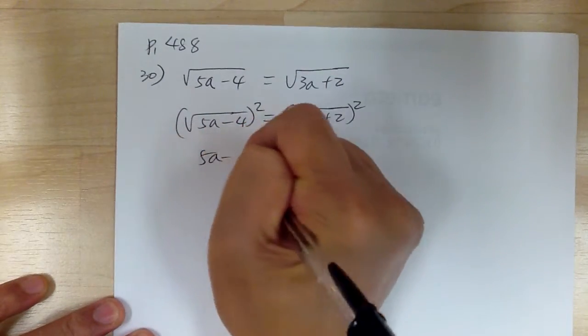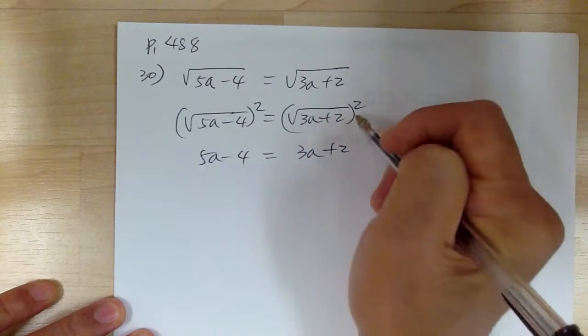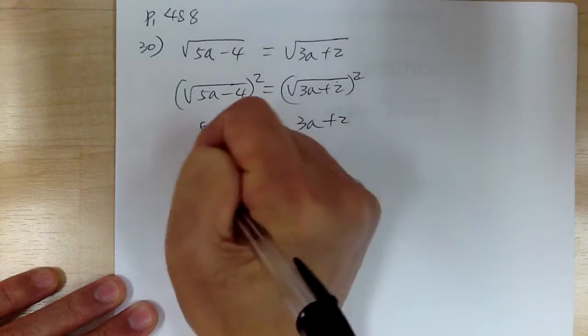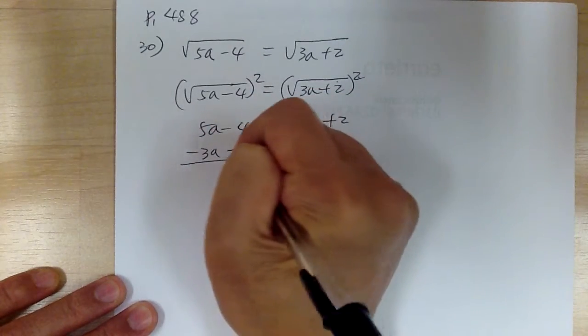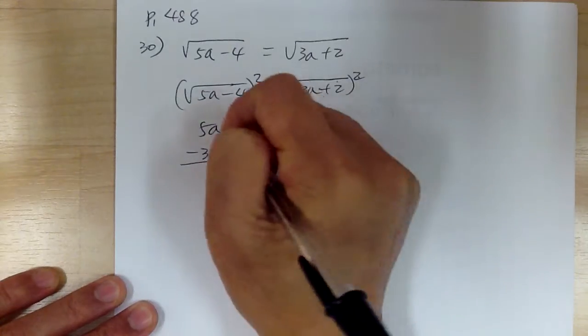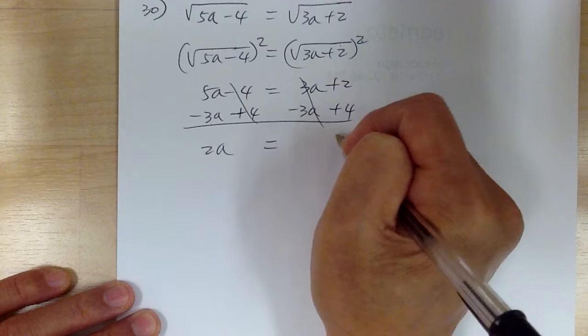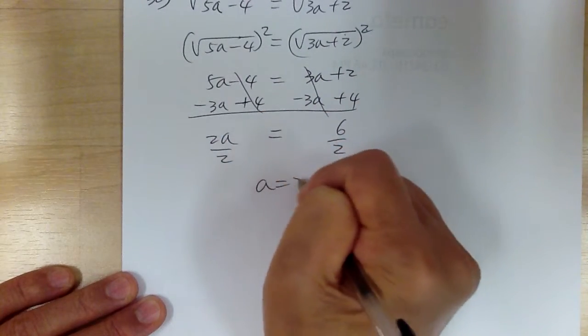So you got 5a minus 4 equal to 3a plus 2. Right? Again, square and square root cancel out. So go ahead and solve. Minus 3a on both sides. So this cancels out. Then I'm going to plus 4. So this cancels out. So I get 2a equal to 6. Divide by 2. Divide by 2. So a equal to 3.